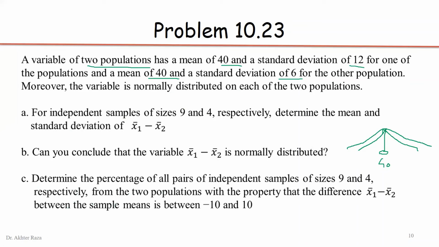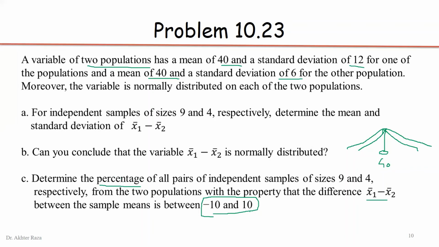What probability is to be found? The probability is to be found for these two samples of 9 and 4 respectively, that the difference between the two sample means lies between -10 and +10. So we have to find the percentage or the probability. If I multiply it by 100, it will be in percentage. If I'm not multiplying, it is in probability form.